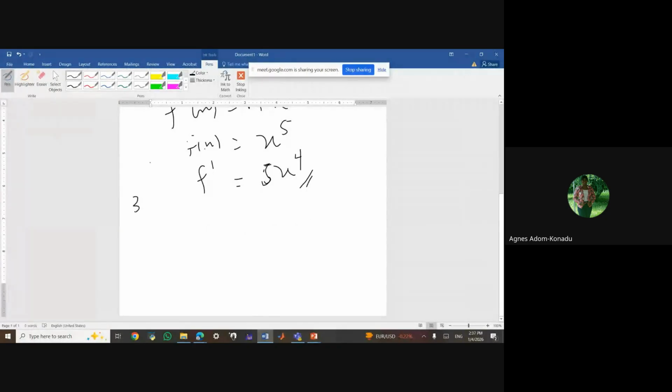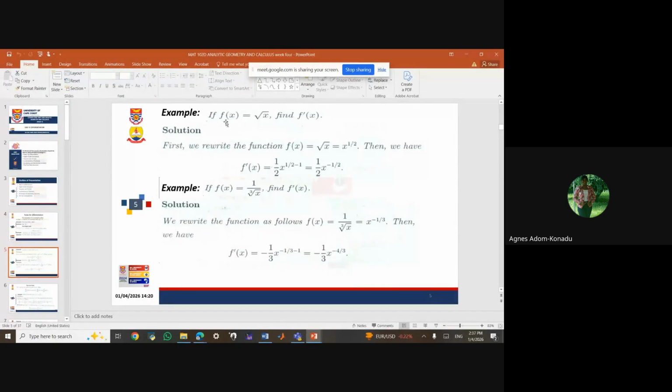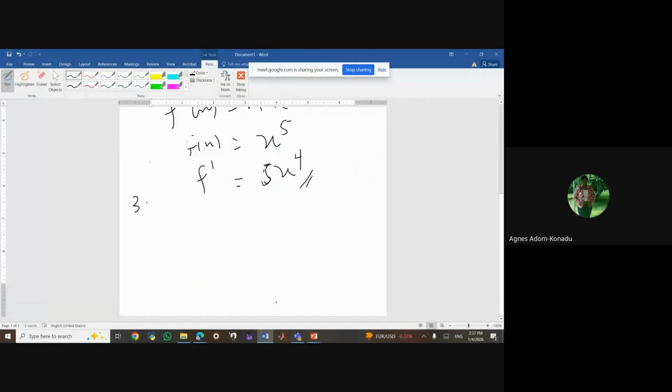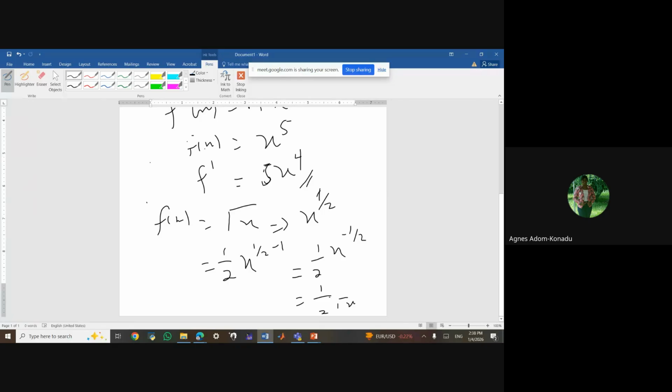Then I will have the third one. Okay, so we have another example. We are still on the power rule. We have f of x is equal to square root of x. I hope you all know that square root of x is the same as x to the power 1 over 2. So to differentiate this by the power rule, this is 1 over 2, x to the power 1 over 2 minus 1, which is the same as 1 over 2, x to the power minus half. And by indices, this x to the power minus half is the same as 1 over the square root of x, so the derivative is 1 over 2 root x. I hope you understand this.